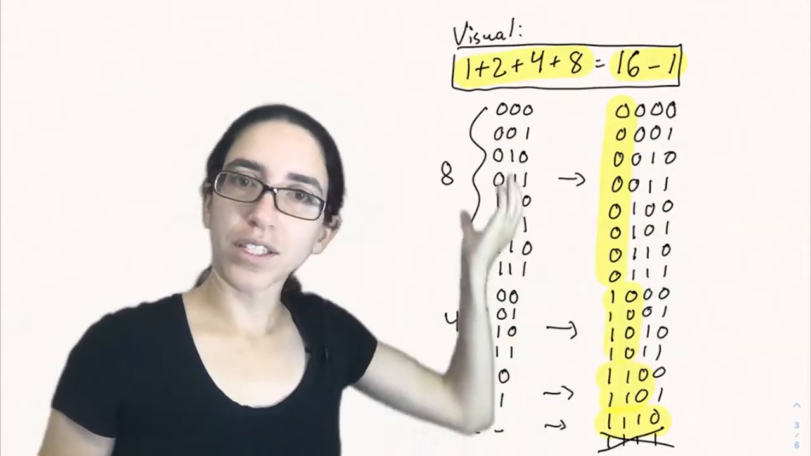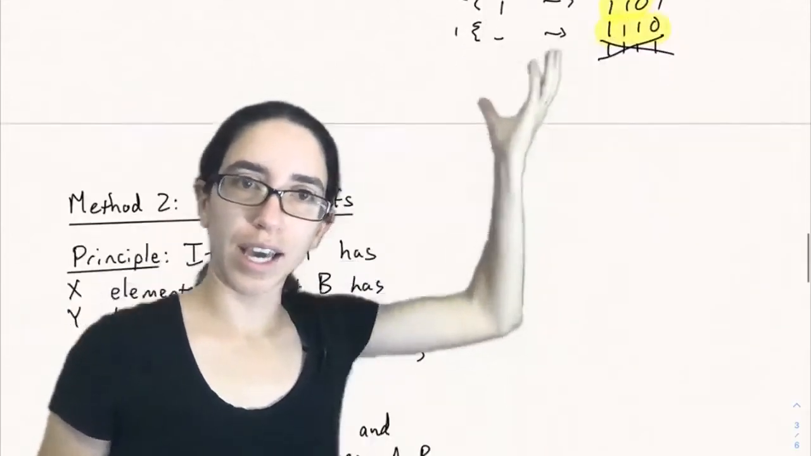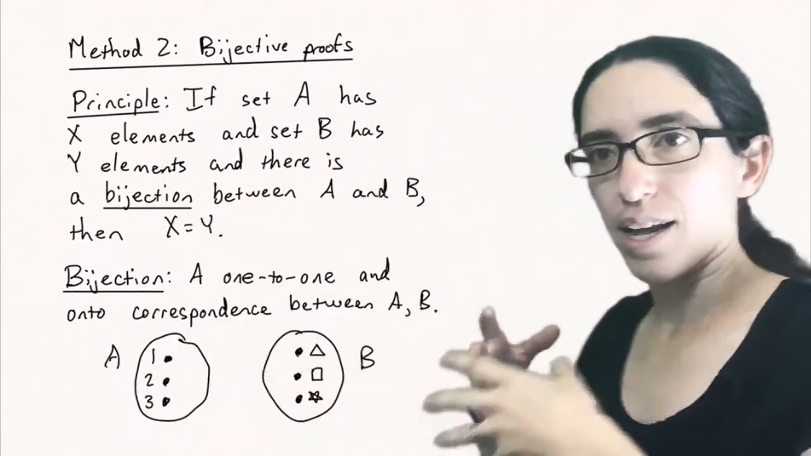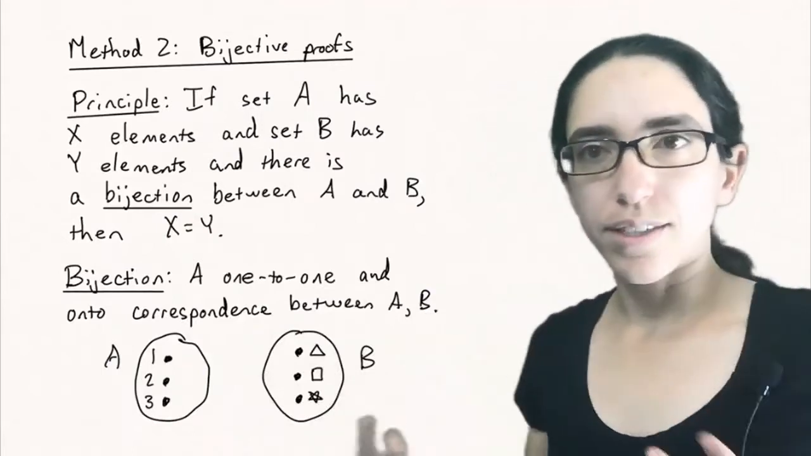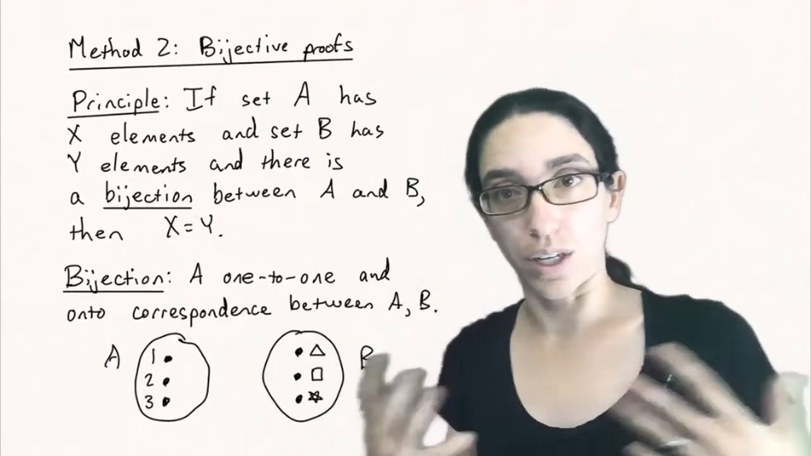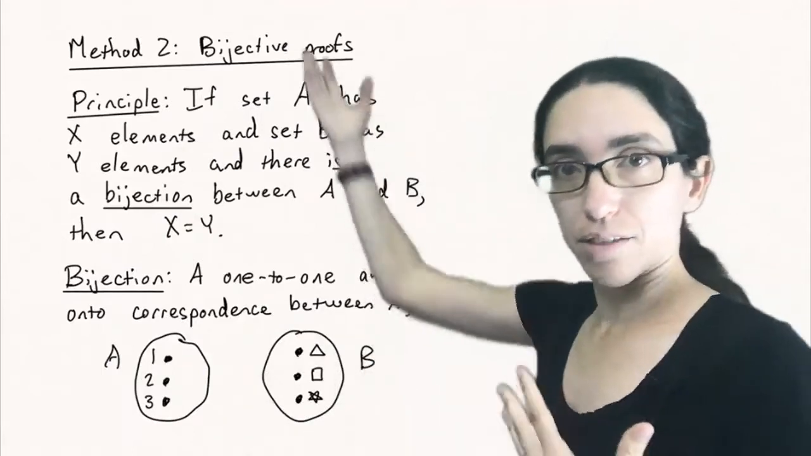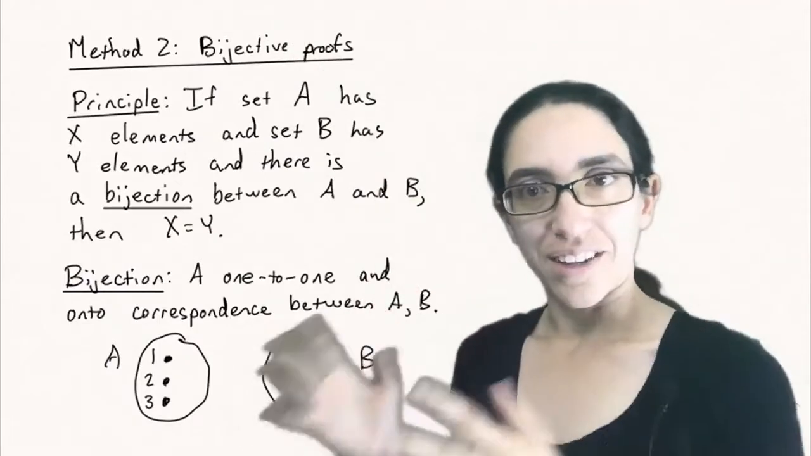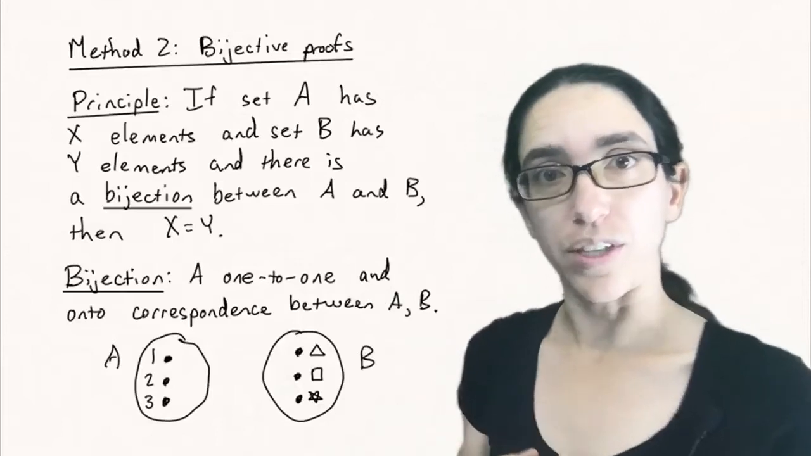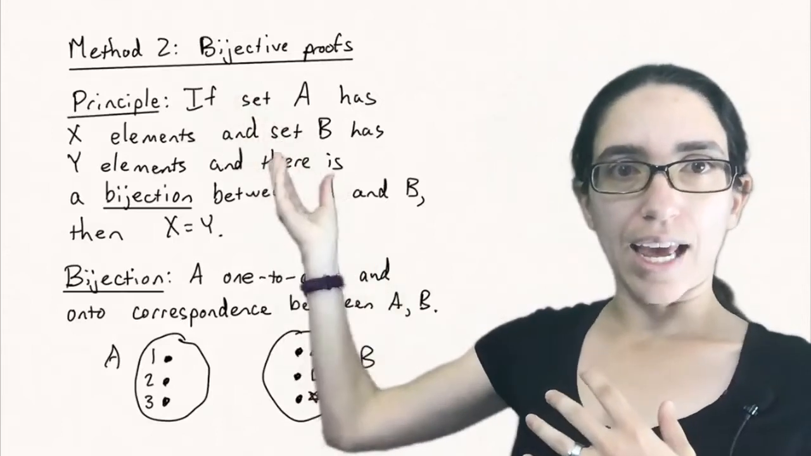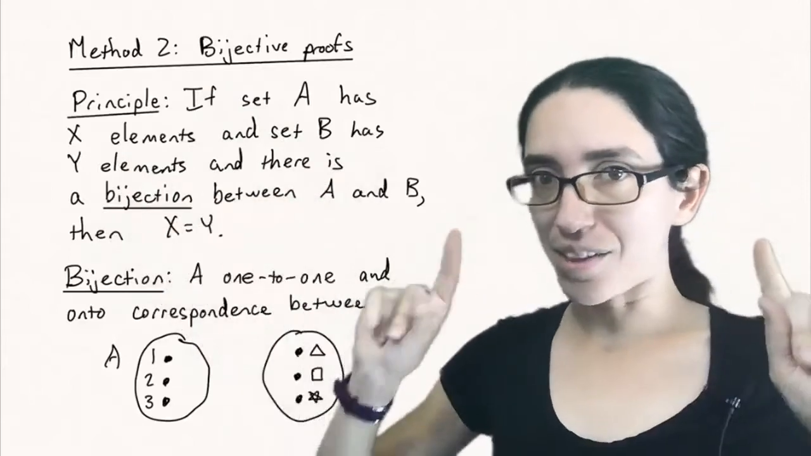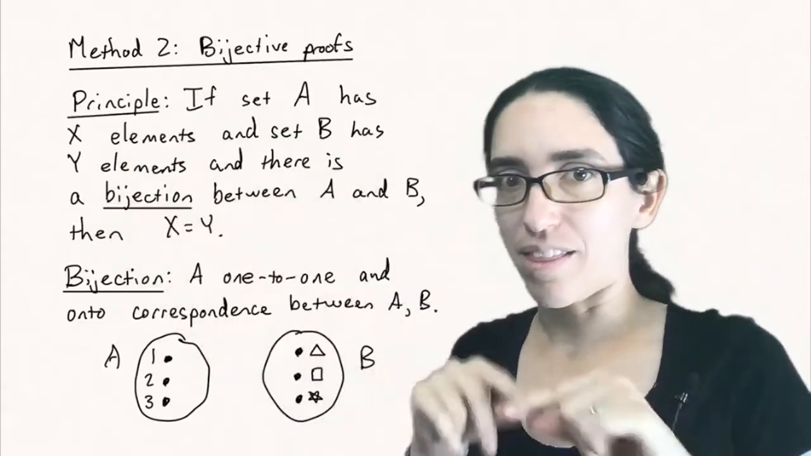So the things on the left are more obviously counted by the left-hand side, and the things on the right were more obviously counted by the right-hand side, and we want to match them up. So this leads us to another method for doing combinatorial proofs, which is called bijective proofs. So the principle now is a little bit more complicated than the original counting in two ways principle we said, which is that if a set A has X elements and a different set B has Y elements, and there's a bijection between A and B, then X equals Y.